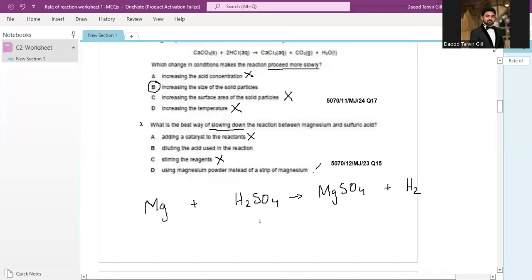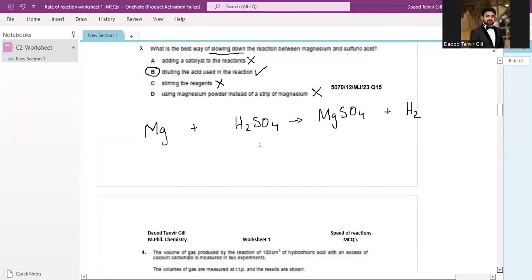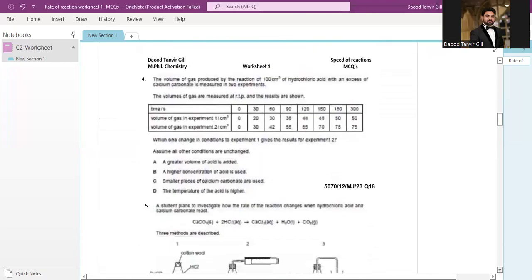So I will put a cross in front of it. So we are left with option number B, and this is the right option for question number three. So I'm circling option number B for question number three. So yes, this is the correct option. Let's move towards question number four.